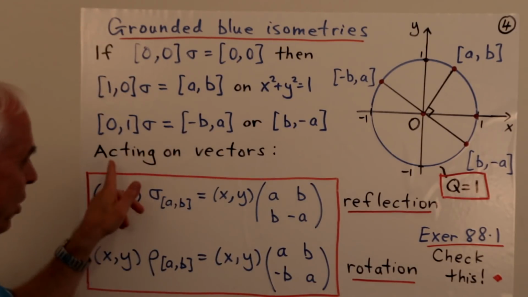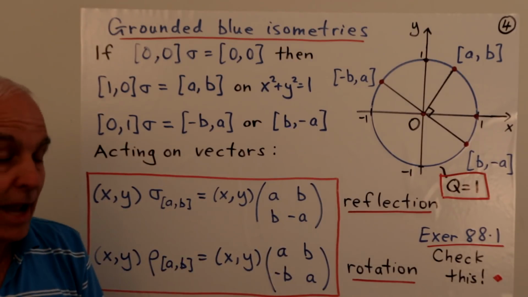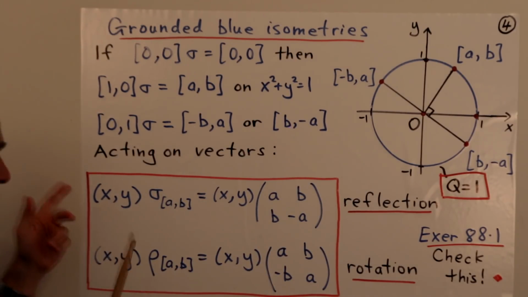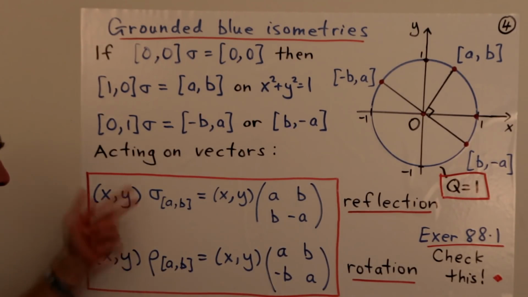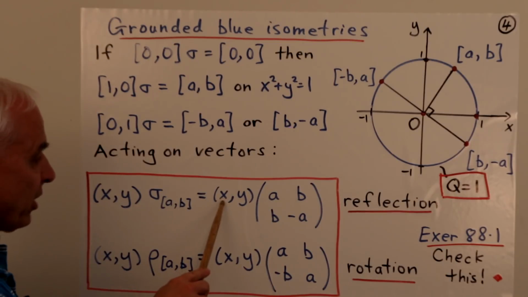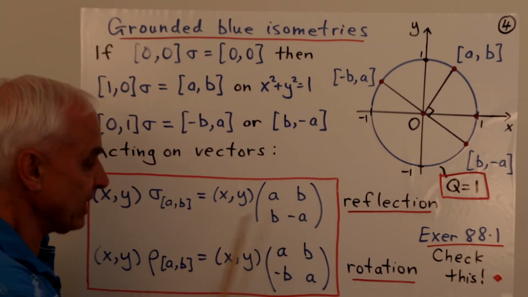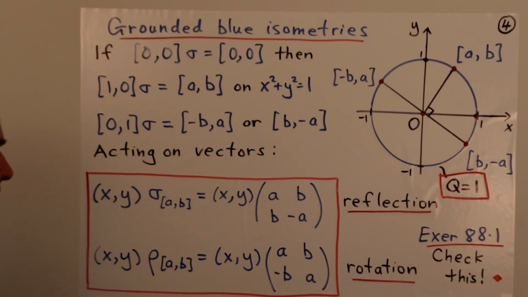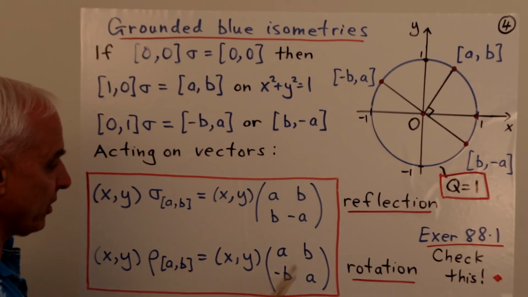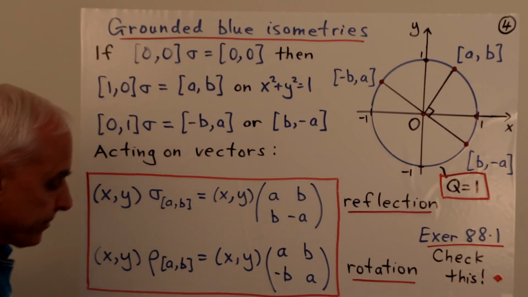So when we work on vectors, we represent things in terms of vectors so we can use the language of linear algebra. Then the two possibilities for the isometry that we're considering are the following. Either (x, y) is sent to the product of (x, y) with the matrix (a, b; b, minus a), or it's sent to the product of the vector (x, y) with the matrix (a, b; minus b, a).